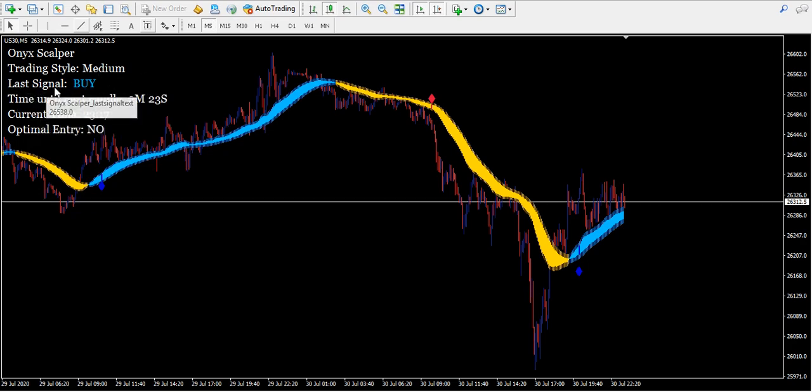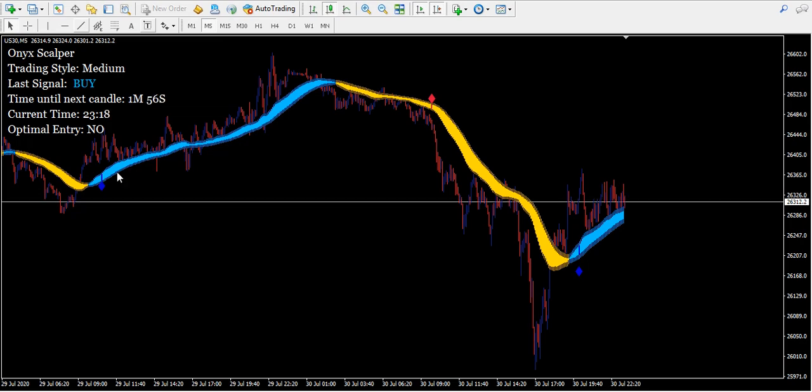And then it says the last signal that it gave was a buy signal. I'll explain to you what that means in just a bit. And then it says time until the next candle. This is how much time the current 5-minute candle has before it closes. And then the current time right now is the time where I am. And then optimal entry, yes or no. That's basically the information that you're going to get from this. So now let's jump into the charts.